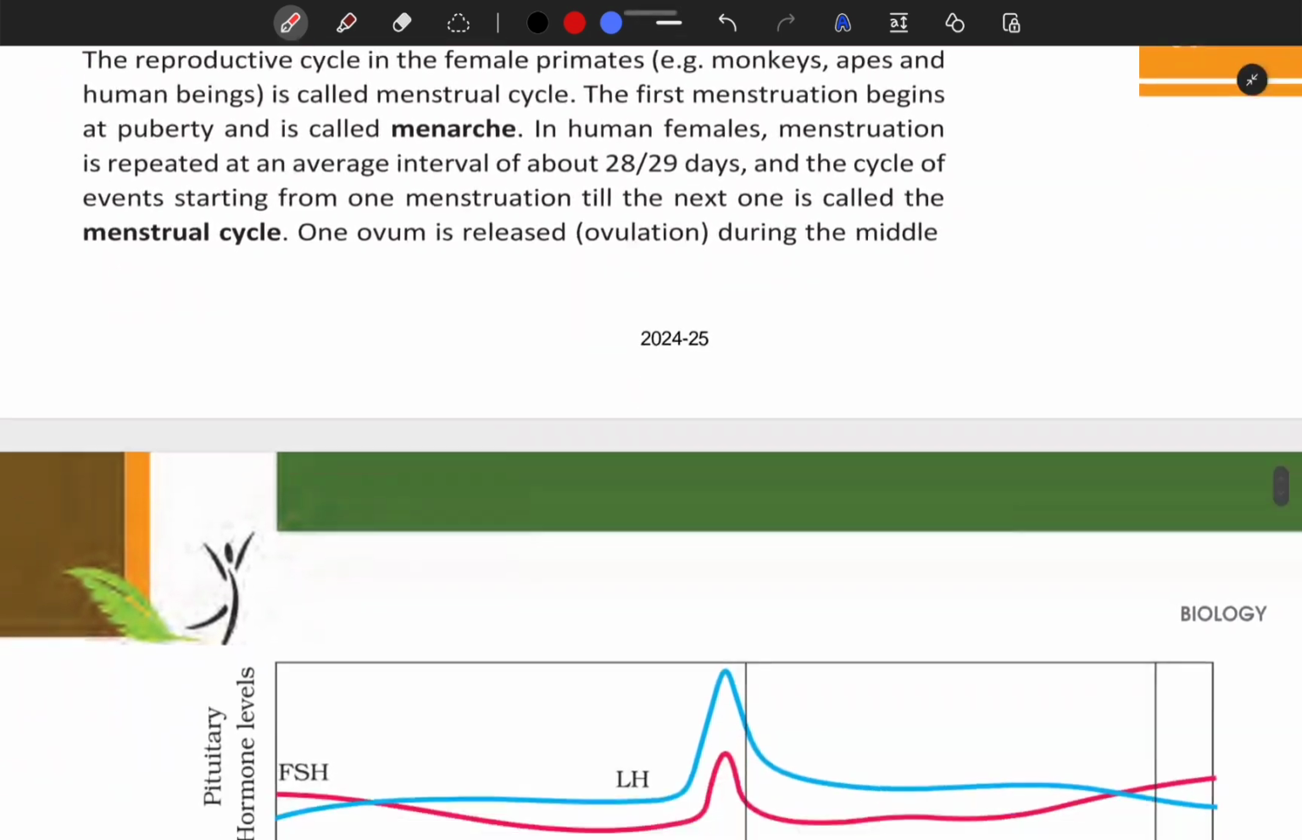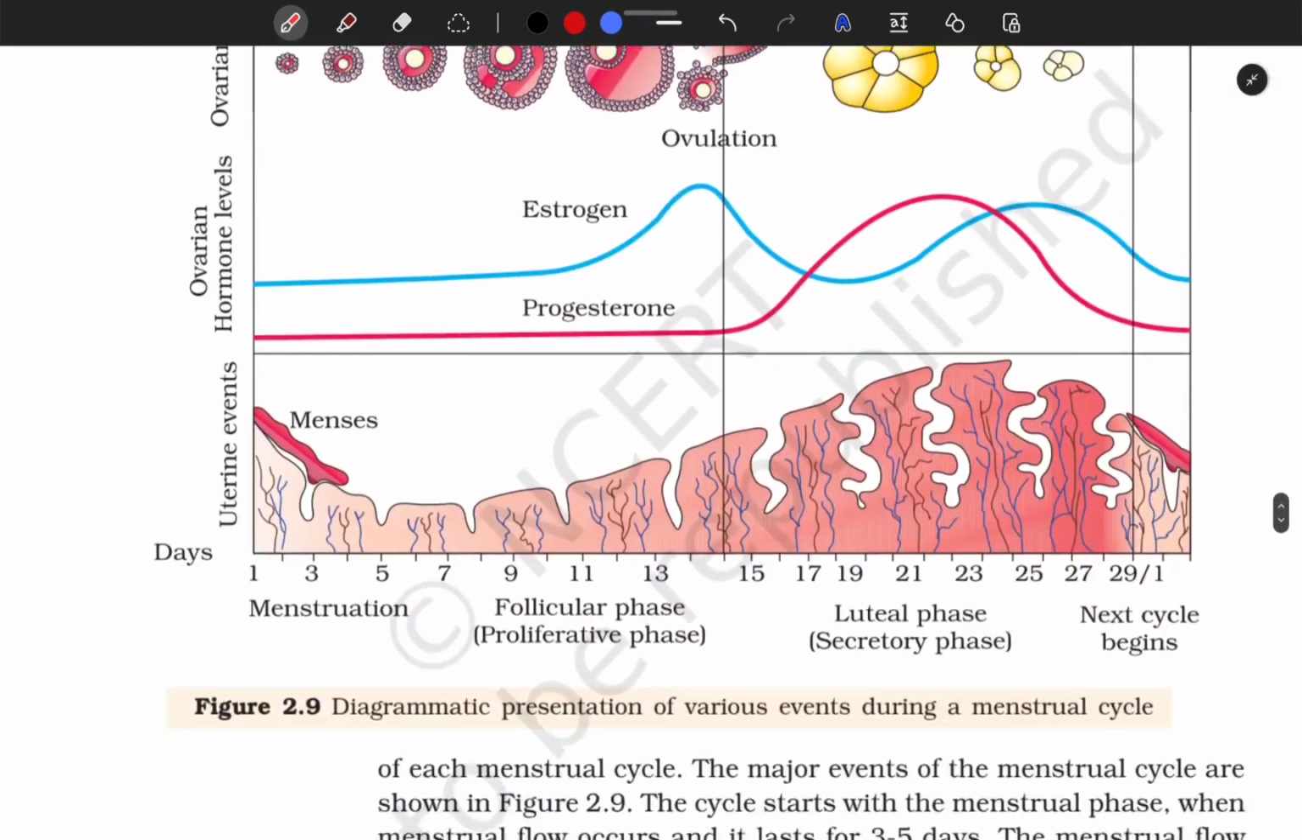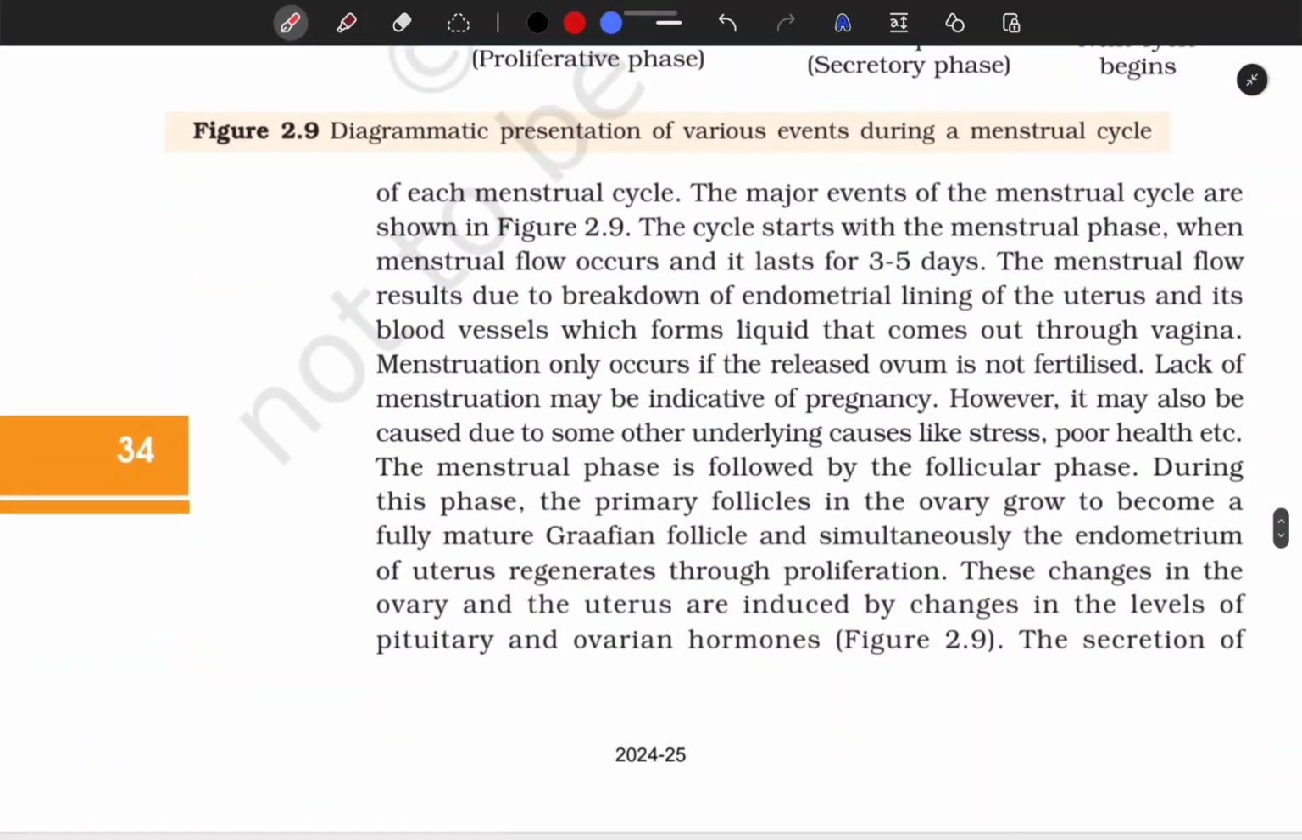One ovum is released, that is ovulation, during the middle of each menstrual cycle. The major events of menstrual cycle are shown in figure 2.9. The cycle starts with the menstrual phase when the menstrual flow occurs and it lasts for 3 to 5 days. The menstrual flow results due to breakdown of endometrial lining of the uterus and its blood vessels, which forms liquid that comes out through the vagina.